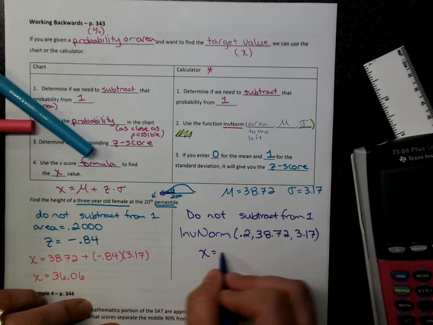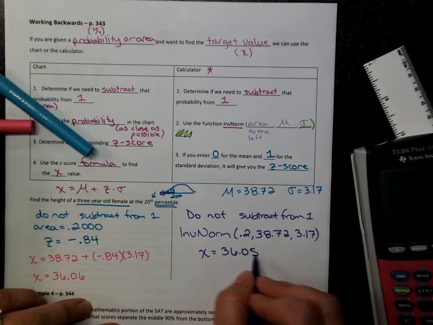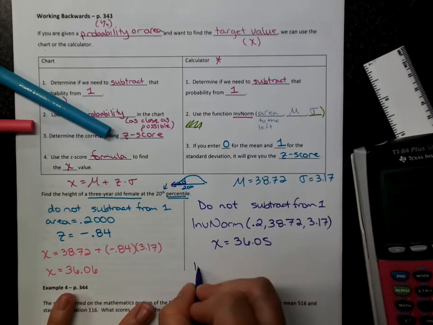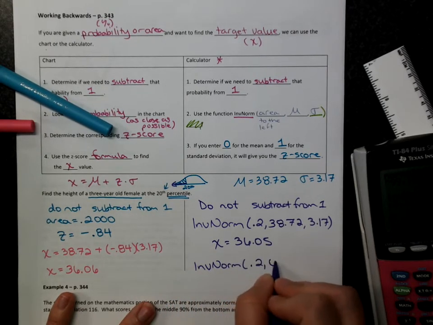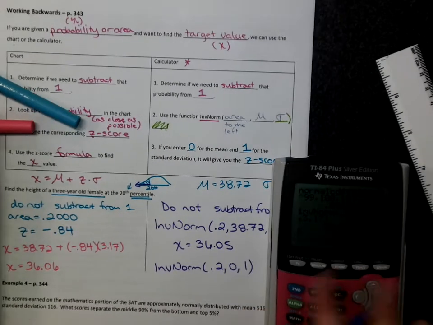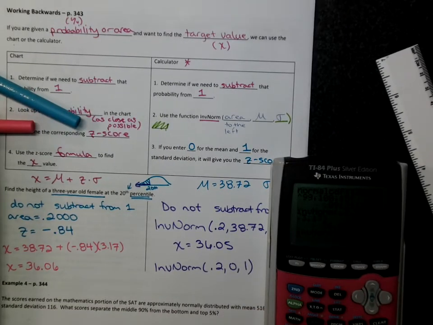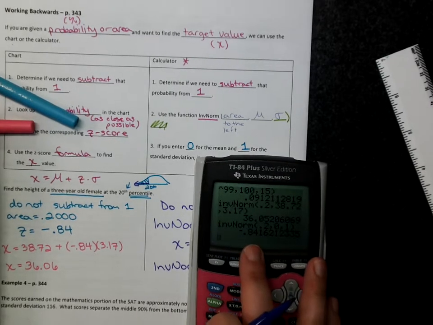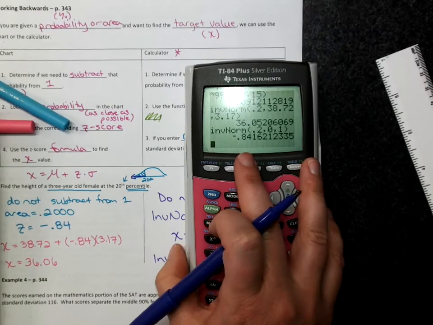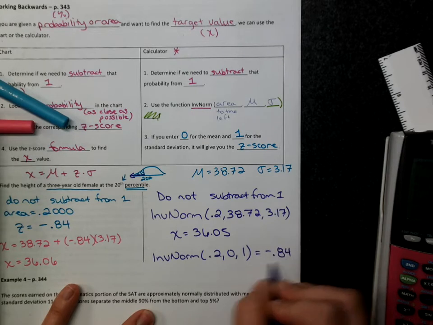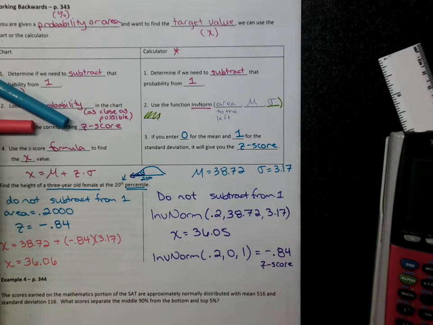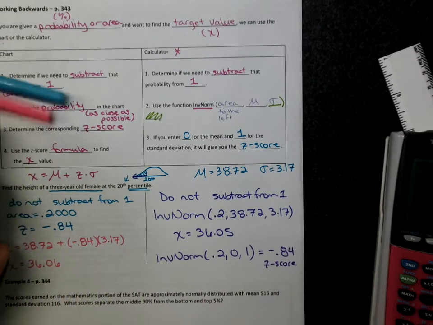So that gives you an x value of 36.05. If you need the z-score, which I know there's some homework problems where you do, you put in 0.2, 0, 1. So inverse normal, 0.2, 0, 1. And it gives you that negative 0.84 z-score. So if you need the z-score, you just put in 0 and 1, and that is the z-score. Again, I'm not going to ask you for that on a test, but there are some homework problems that want that.